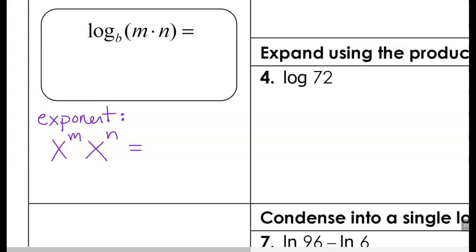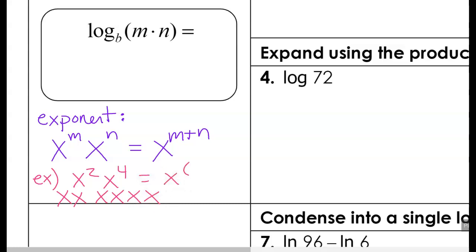x to the m plus n power. Not times, plus. This is because, if for example you had x squared times x to the 4th power, how many x's is x squared? 2, right? How many x's is x to the 4th? 4. How many x's is that altogether? 6.